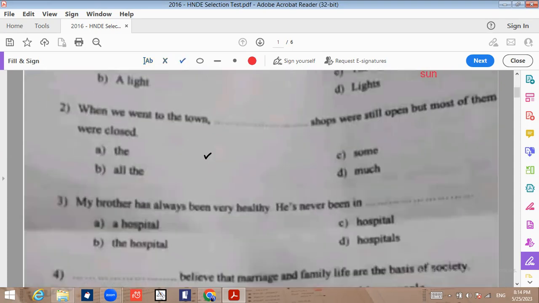Okay, the second question. When we went to the town, comma. So here you see, comma. As I mentioned earlier, you need to focus your full attention on each and everything, even punctuation, even a comma. So you will be able to answer with the most appropriate and the correct answer for the question.